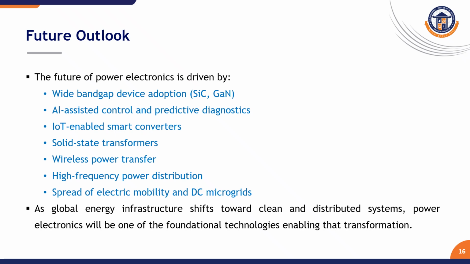Future outlook. As I have already mentioned, wide bandgap devices are booming right now, so you have to adapt those devices for efficient operation. AI control is needed for prediction and diagnosing faults occurring in the circuits. High voltage enabled converters, smart converters we can say. Solid state transformers, wireless power transfer, high frequency power distribution, electrical mobility, and DC microgrids are needed. These are the future outlooks for power electronics, which is much needed for the end users.